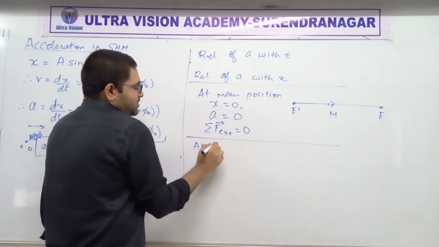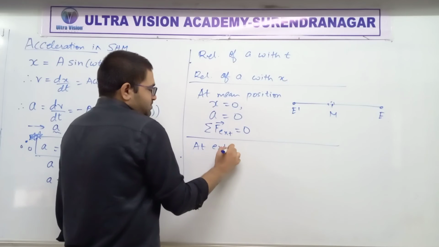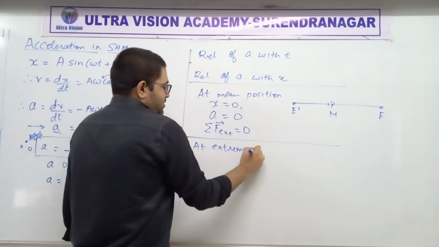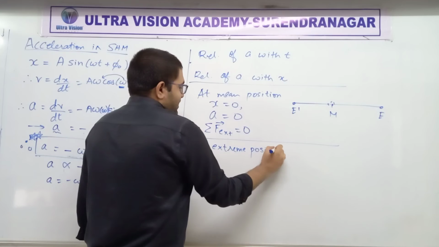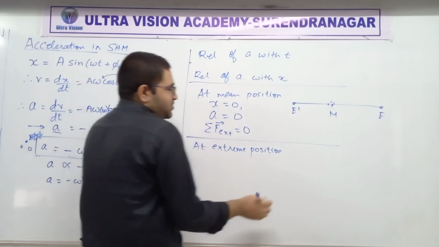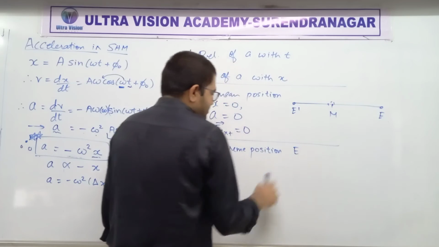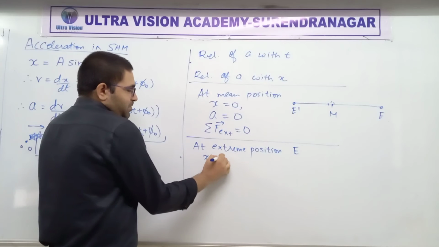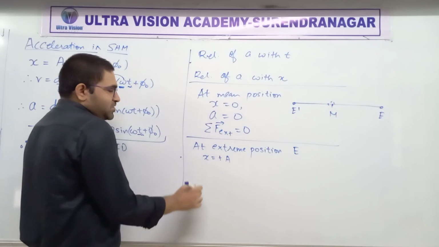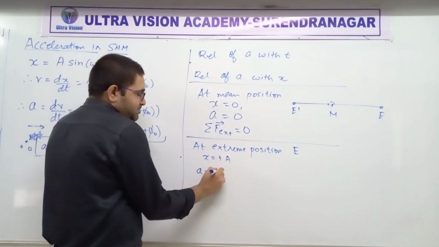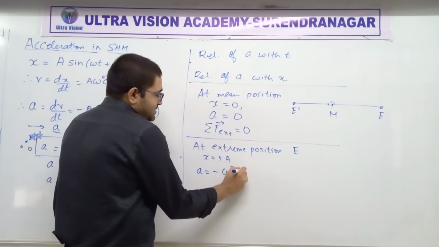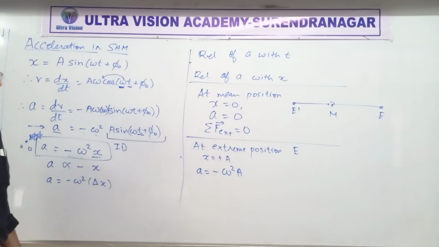Then what happens at extreme position? Let's say at extreme position E, x is equal to plus a. If x is equal to plus a, acceleration is minus omega square a. Clear or not clear? Acceleration is minus omega square a.